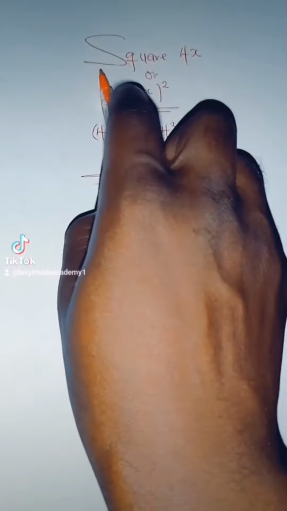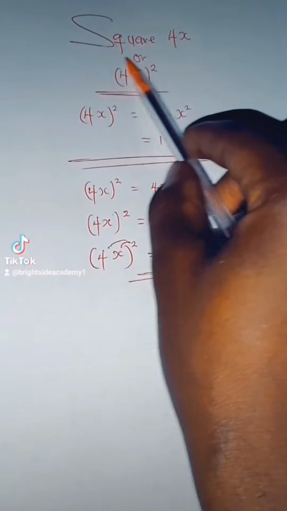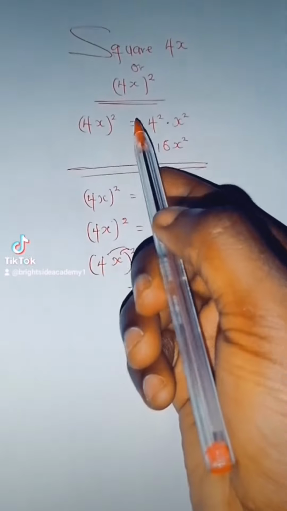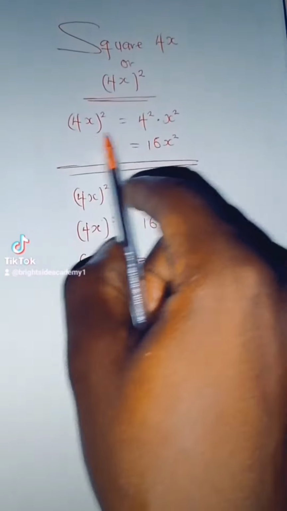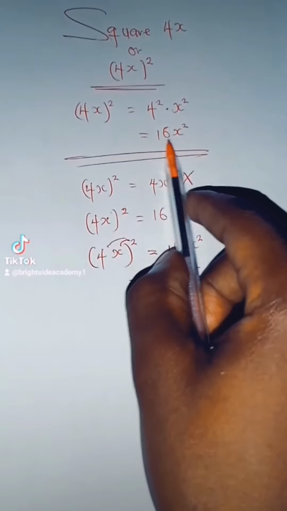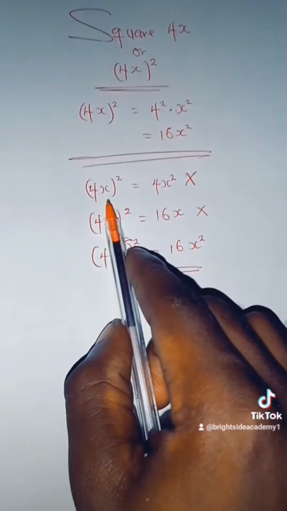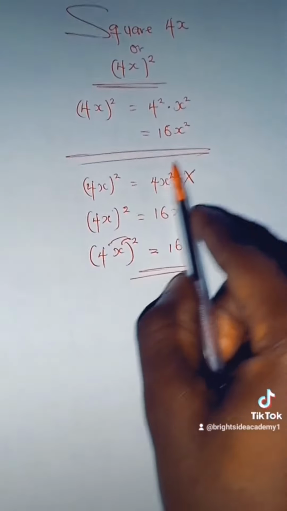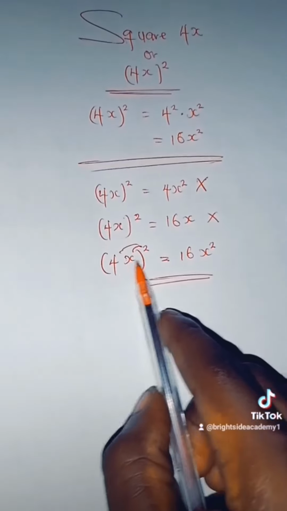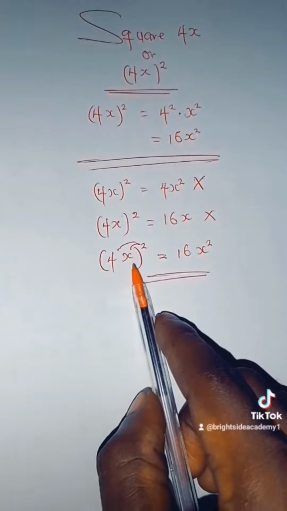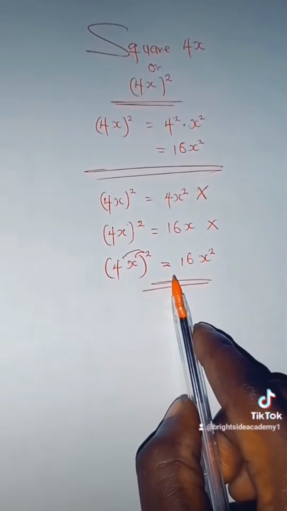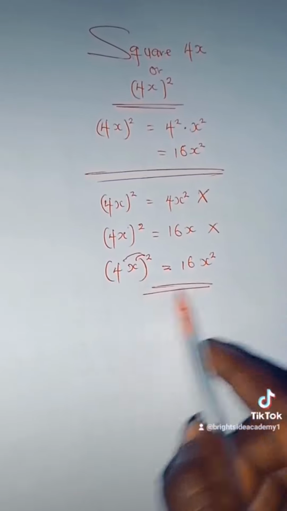Algebra mistakes we make, part 2. All right guys, let's talk about this particular mistake that we make often. The square of 4x, or you can say 4x all squared. 4x all squared simply means that the square is affecting everything inside the bracket, which is 4 squared multiplying x squared, which in total will give us 16x squared. So 4x all squared is not 4x squared, and it is not 16x. The square affects the x, and it also affects the 4. So 4 squared will give us 16, and then x squared will give us x squared. So the answer is 16x squared.